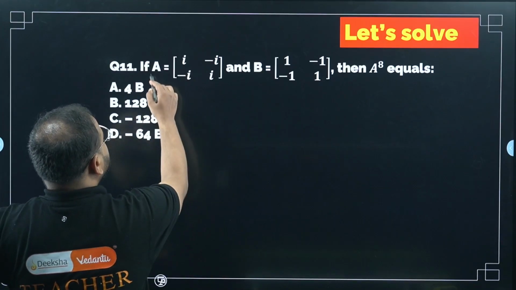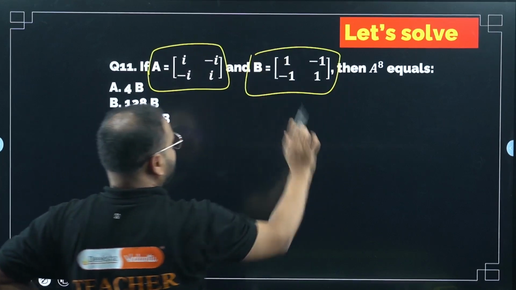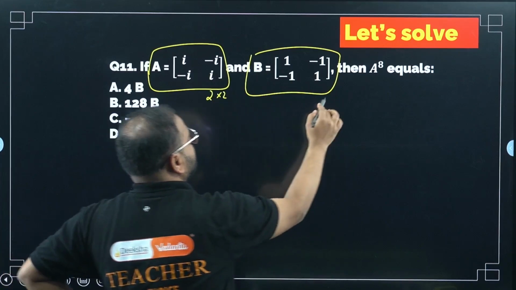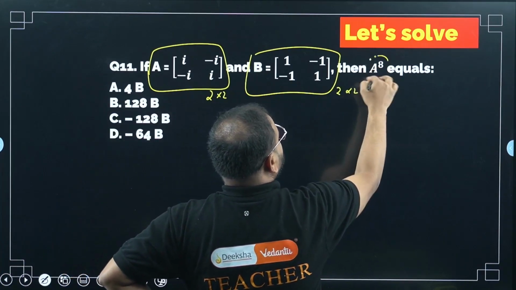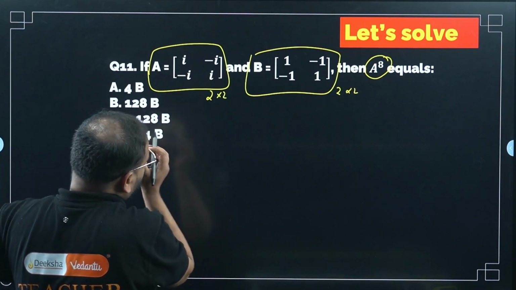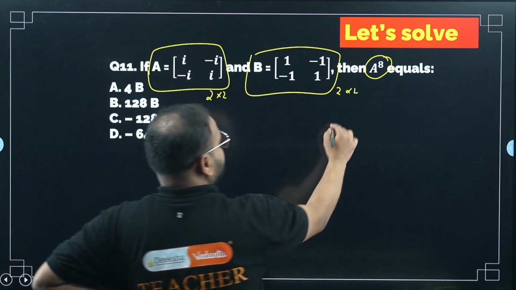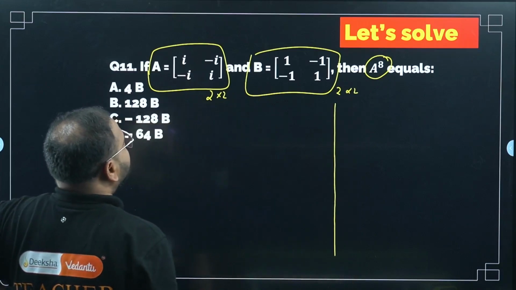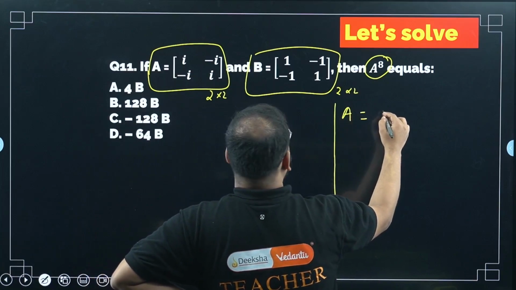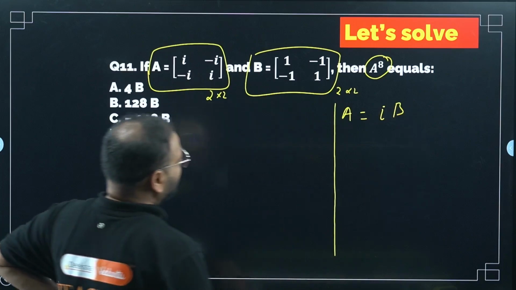A is given like this. B is given like this. Again, both are matrices of the same order, 2 cross 2. They are asking us to find A power 8. Can you see a similarity? If I write A equals to IB, is it correct?